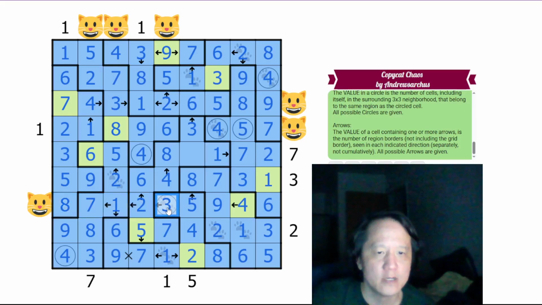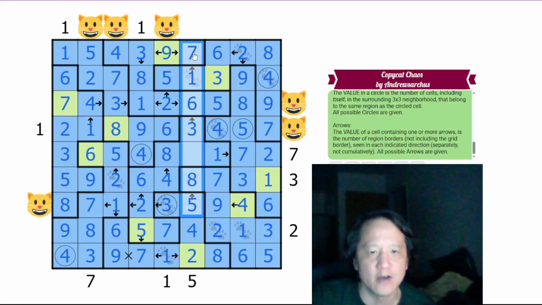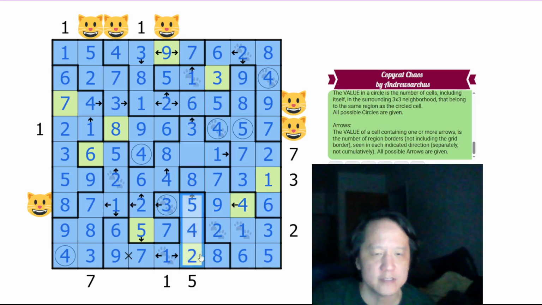1, 2, 3. 1, 2, 3, 4, 5 up, 1, 2 right, and 1, 2 down. 5 sees 1, 2, 3 left, 1, 2, 3, 4, 5 up, 1, 2 right, and it does have an arrow with that 5, and 0 down. And this 4 is copying a 4. It sees 1, 2, 3, 4 left, and it has an arrow. 1, 2 up, 1 right, 0 down.